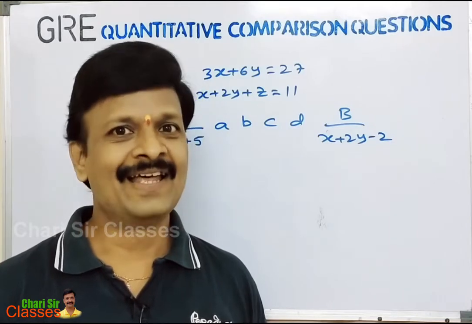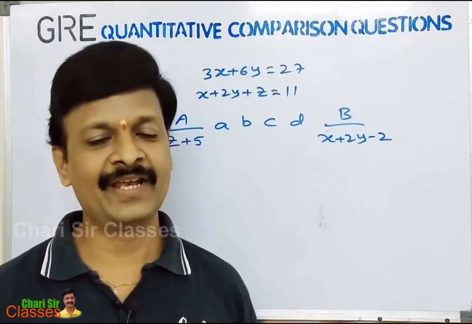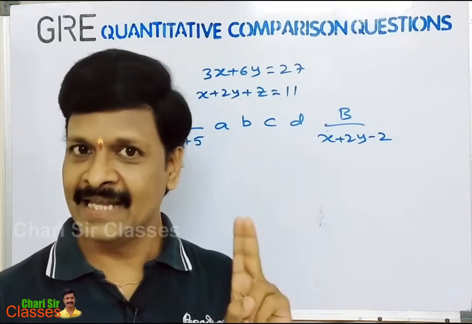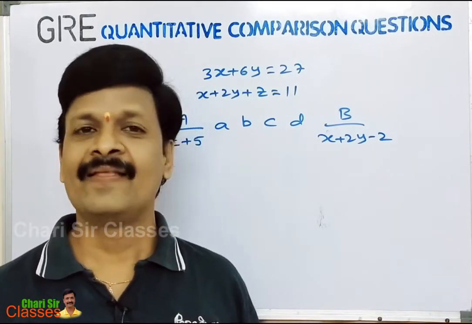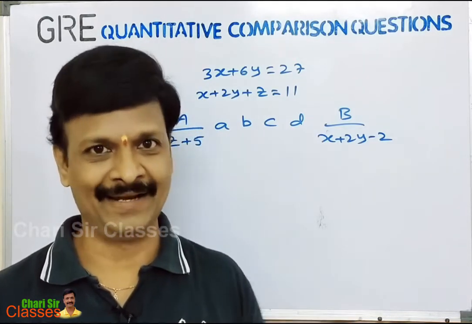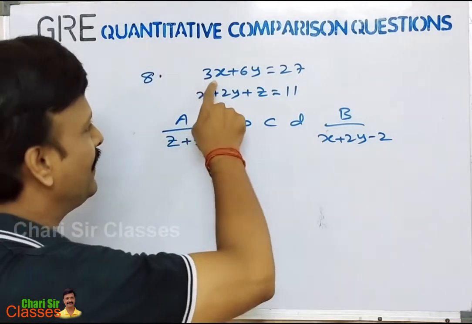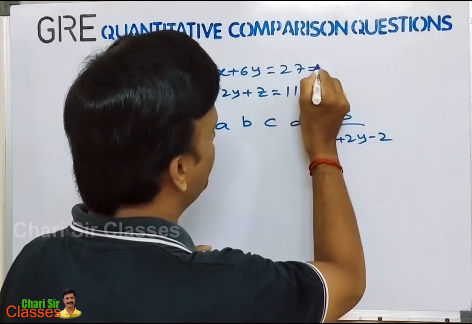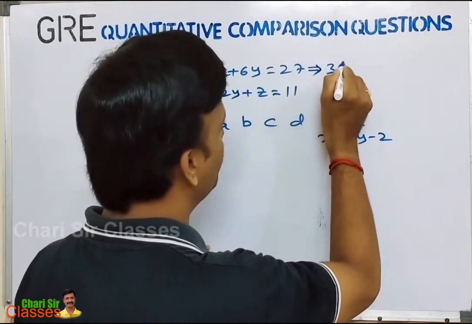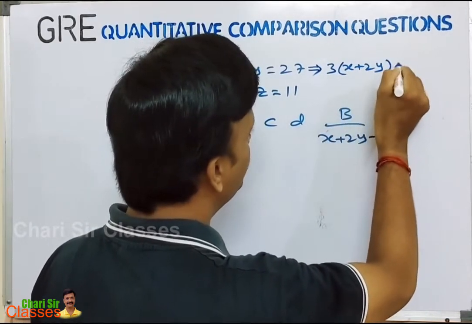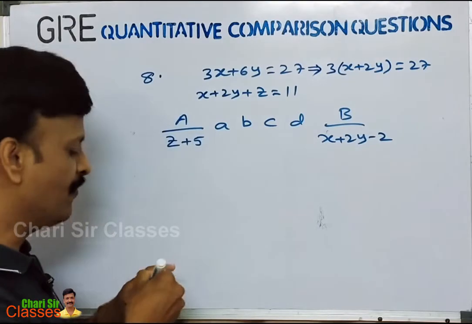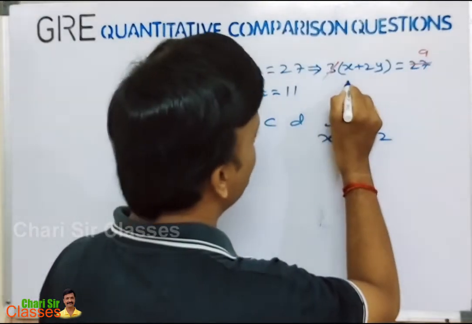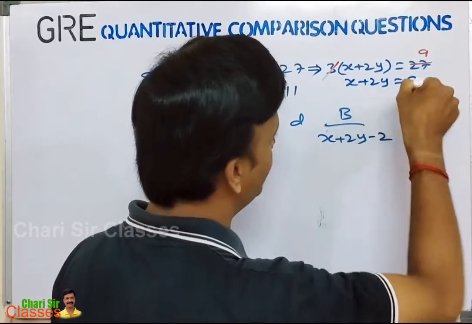Question number 8 is given with linear equations. One linear equation is in 2 variables, another linear equation is in 3 variables. A two variables linear equation always represents a straight line. A 3 variables linear equation always represents a plane. Here, 3x plus 6y equals 27. You take 3 common from this: 3 times x plus 2y equals 27. Now from both sides 3 1s are 3 and 3 9s are 27, so x plus 2y value is 9.